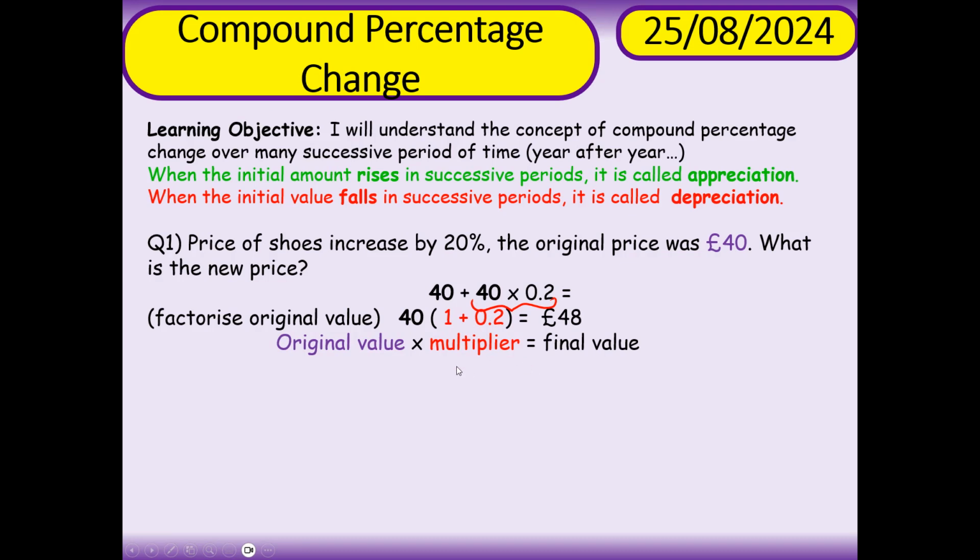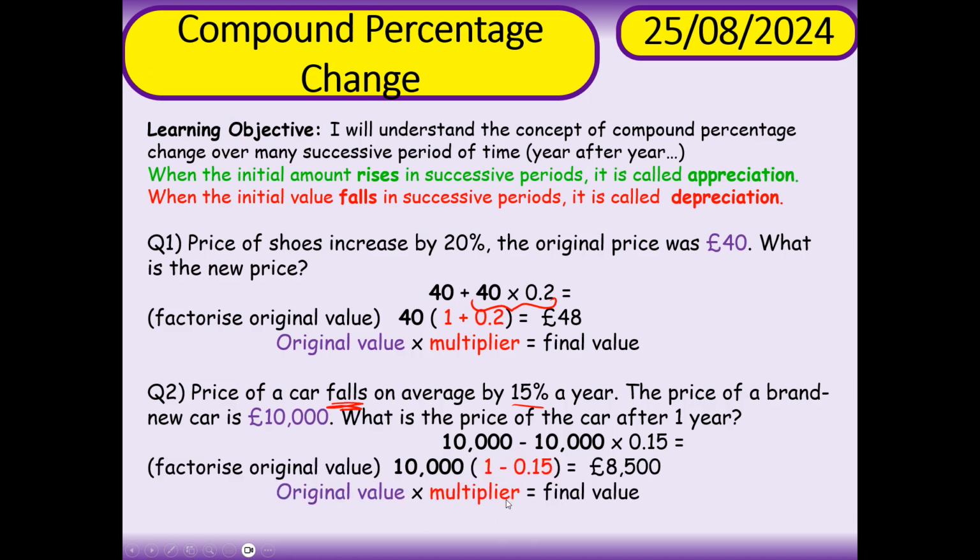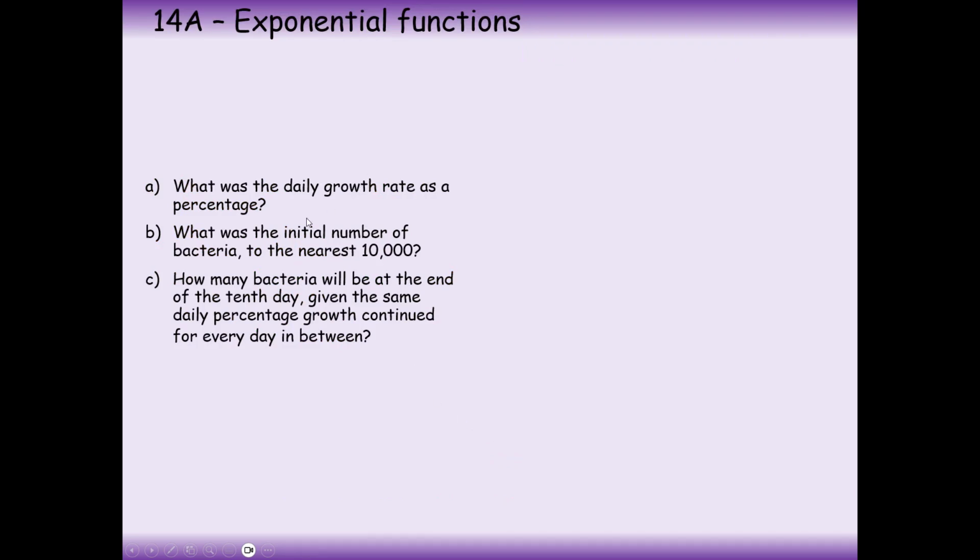Remember that? So what if you have a percentage decrease? In the next example, a car's value falls 15% after 1 year. Because we have a fall, this is a percentage decrease. The base was £10,000, so we subtract 0.15 of it. If we factorize the 10,000 out, that's why the multiplier is 0.85. You would just take 10,000 and multiply by 0.85. That's just making sure you know what percentage change is, because in the next example we have some percentage calculations.